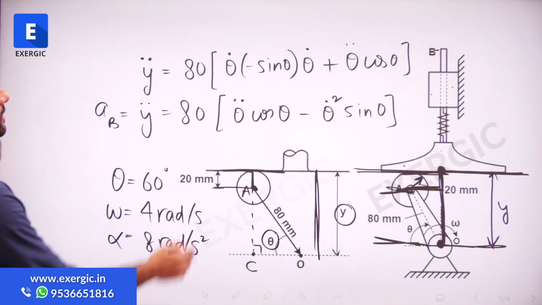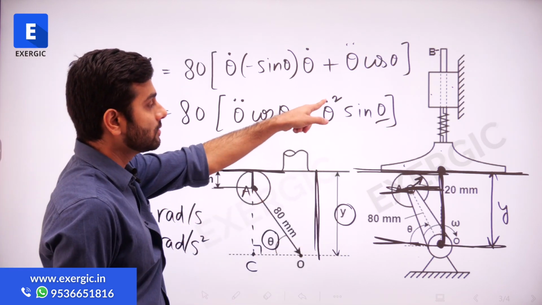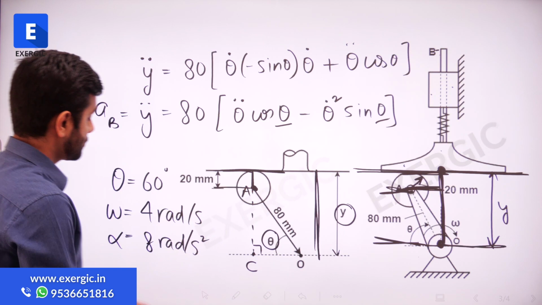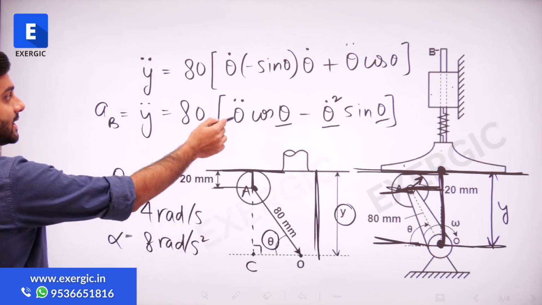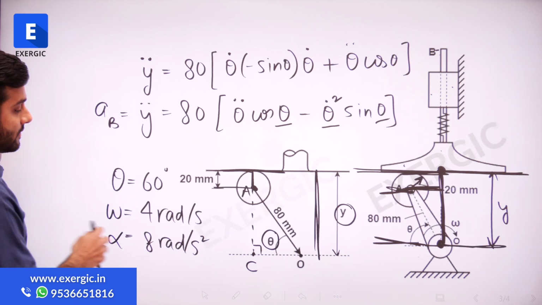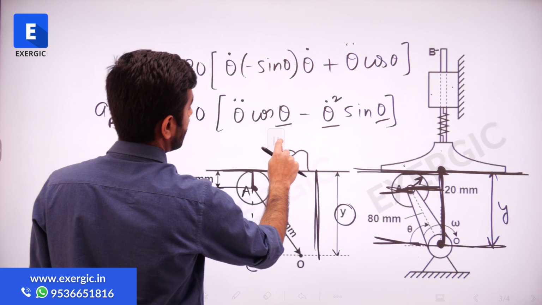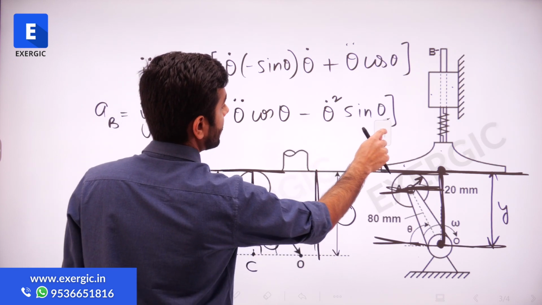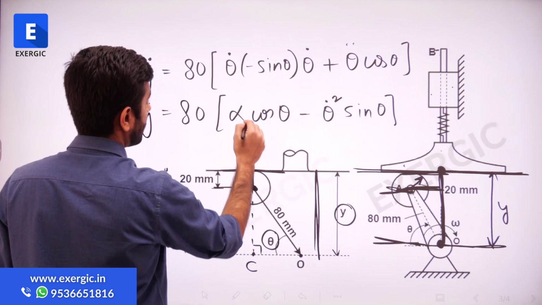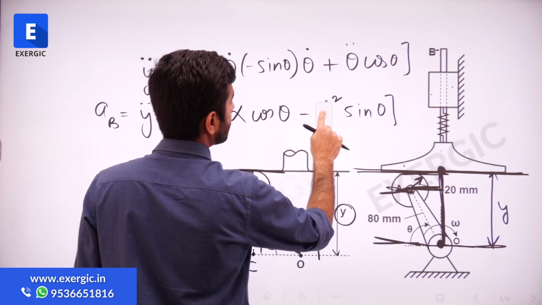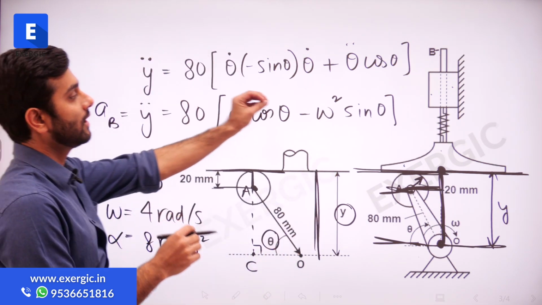The value of theta we'll put here as 60. What is theta dot? Theta dot is nothing but omega. So this value of omega we'll put here and it will be squared. What is theta double dot? It is alpha. So this value of alpha we'll put here. So if I simplify this expression even more, this theta double dot will become alpha and this theta dot will become omega. And now we just have to put the values here.